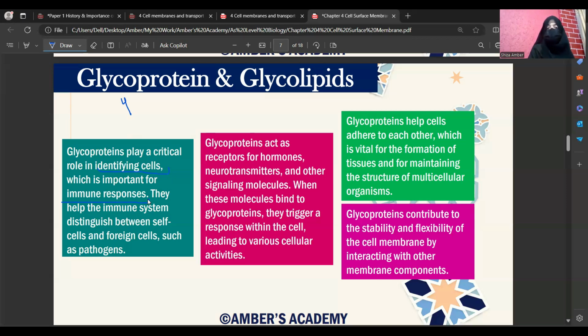ठीक है. So glycoproteins or glycolipids, they work as a highlighter in such a manner that they highlight all those cells that are foreign in nature, and they do not highlight those cells that are not foreign, meaning that if they are self cells, they are not going to highlight them. Okay, so they act as a highlighter. Do not write this in your script that they act as a highlighter. This is just an example that they act like a highlighter and they highlight the foreign cells to trigger the immune response. Okay. Then glycoproteins act also like receptors for hormones and for neurotransmitters and other signaling molecules.